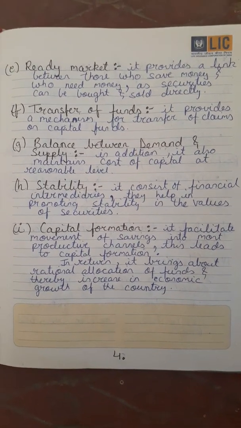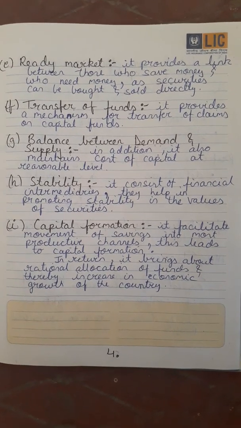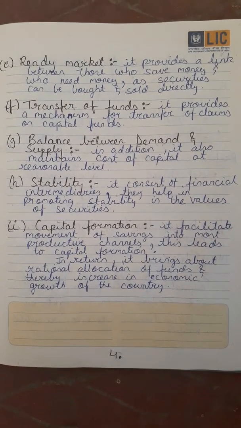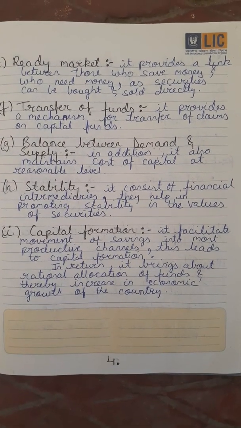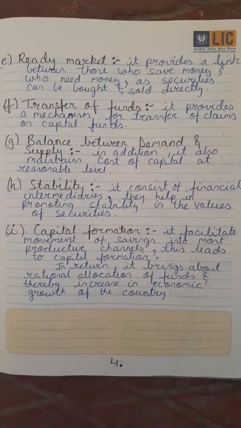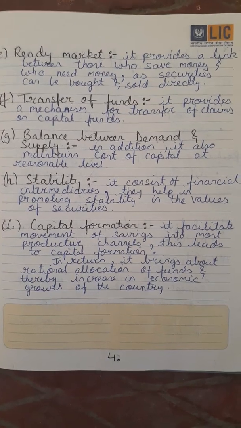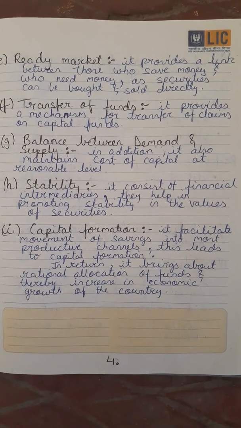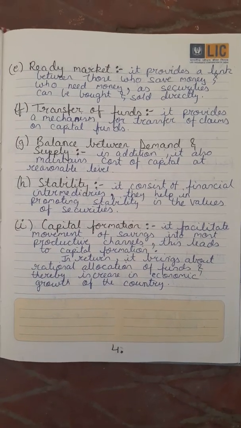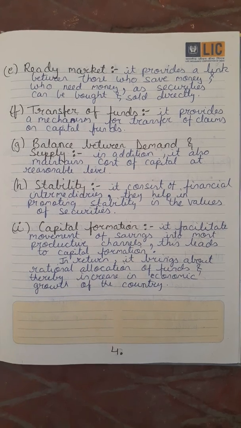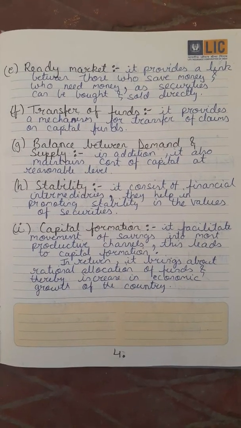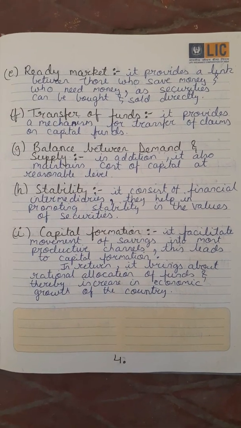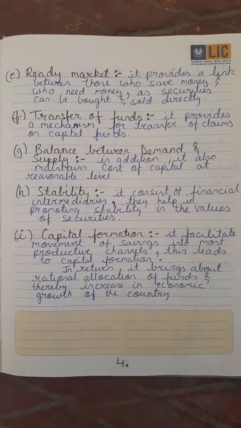Next, stability. Capital market consists of financial intermediaries. These intermediaries help in promoting stability in the values of securities. Next, capital formation. As I just said, the very first function of capital market was to encourage people to save money. Capital market helps the savings of the people to earn maximum return, and this can be done when savings of the people are invested in productive channels. This entire process is called capital formation. In return, it brings about rational allocation of funds and thereby increases the economic growth of the country.